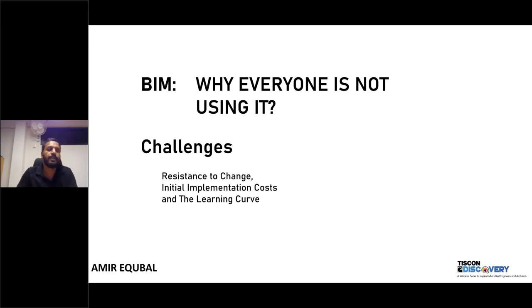Third is the learning curve. I don't really believe the learning curve is the problem once you are done with the resistance to change. Once you have the mindset that you want to adopt it and you understand the process of it, the learning curve is not an issue. These software are very intuitive, very easy to understand. For the initial adoption, you don't really need to have technology at all.